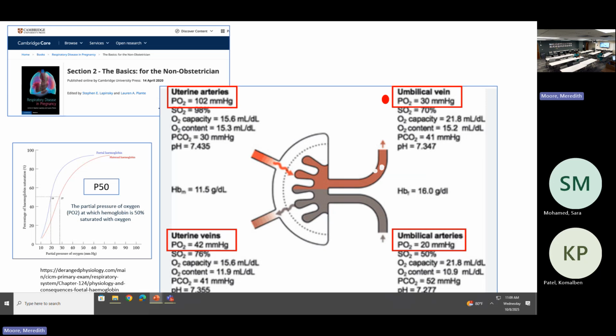Fetal hemoglobin binds oxygen very fast, and I'll show you that concept. Sometimes they ask you in the exam, what is P50? It's easy to remember: the PaO2 where the saturation is 50%. As you can see, there are two graphs. If your curve is shifted to the left, of course your P50 is different. So this is very important.